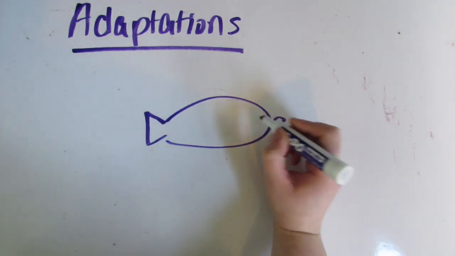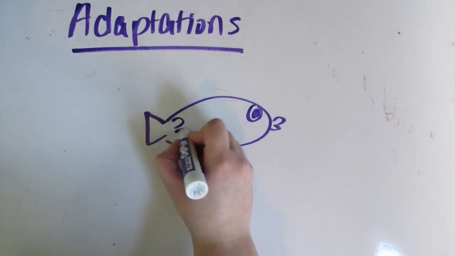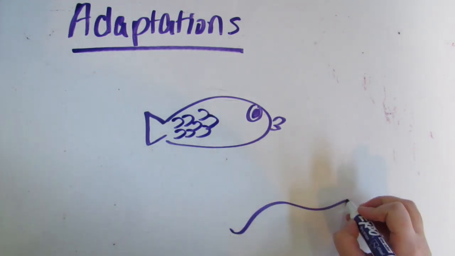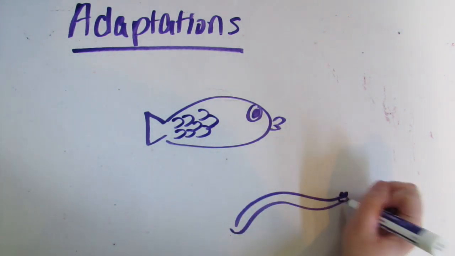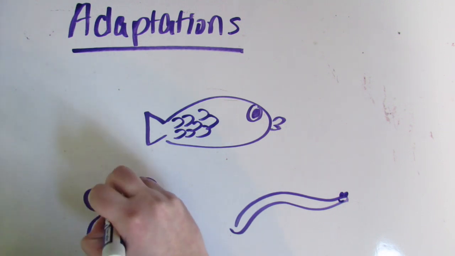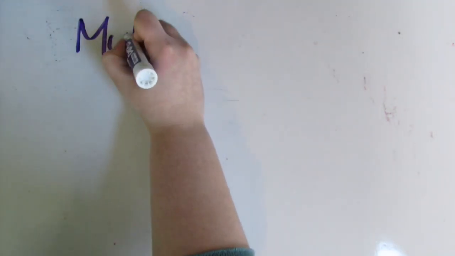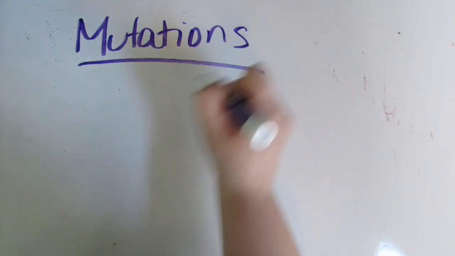Some examples that you could give are scales on fish, or the shape of a fish to help it move through the water. Or you could say the thin round shape of a worm. Or you could even say wings on butterflies. Anything that helps an organism survive and reproduce. But how do these adaptations come about?